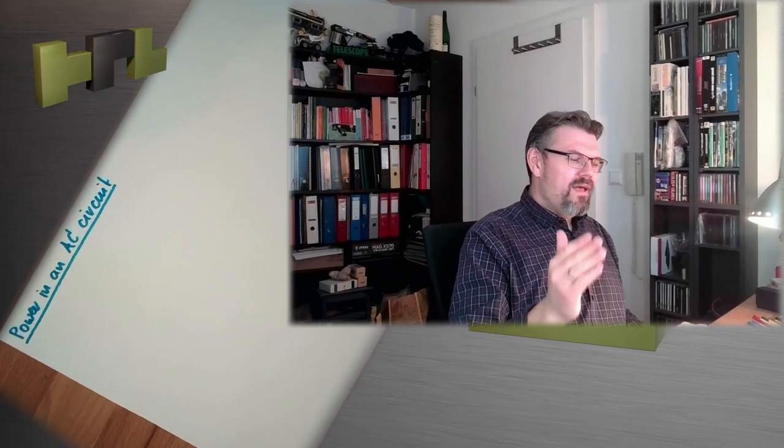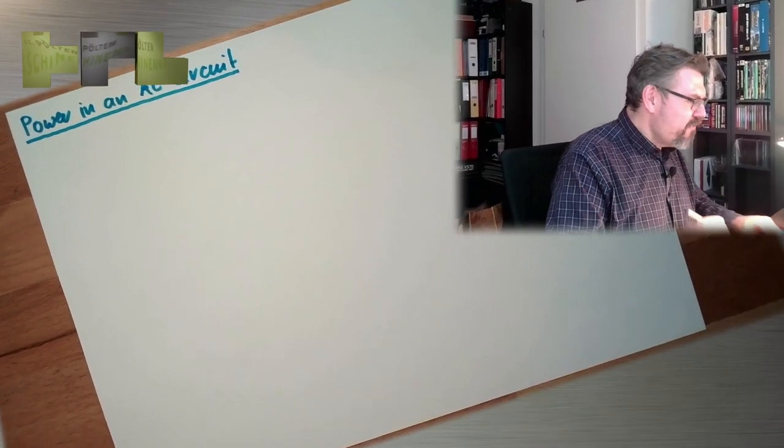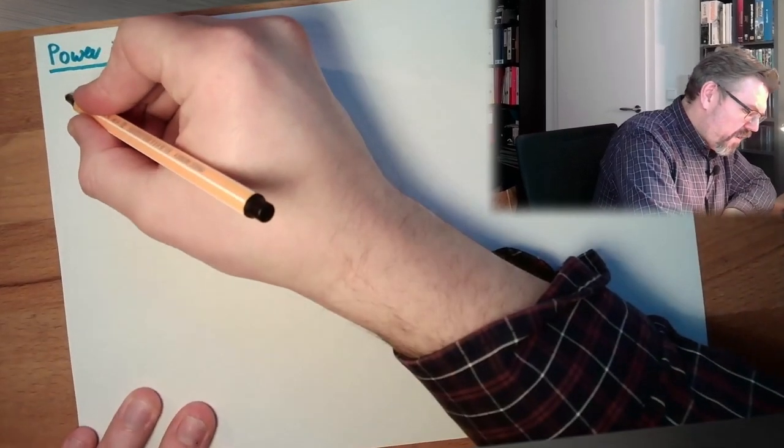Today we're talking about power. And I already said, an AC circuit doesn't only have one power, we have more powers. If this is good or not, we will see. But actually it's not really true, because of course there's only one power. It's the so-called momentary power. And I will note this. So we have a momentary power.